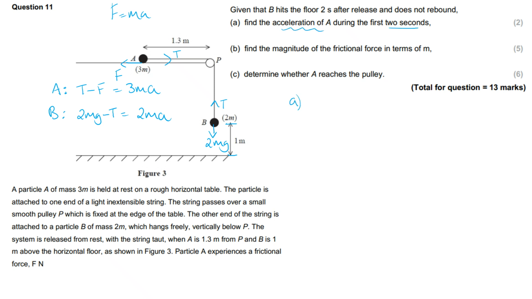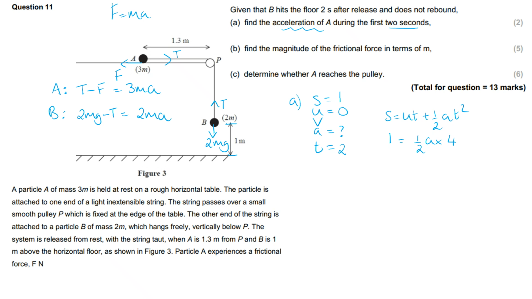So for part A, you've got to do some SUVATs just on B, because we know it's going to travel 1 meter in the 2 seconds. Its acceleration we don't know. It's released from rest. So we're going to use S is equal to ut plus half at squared. 1 is equal to 0 plus half a times 2 squared, which is 4.